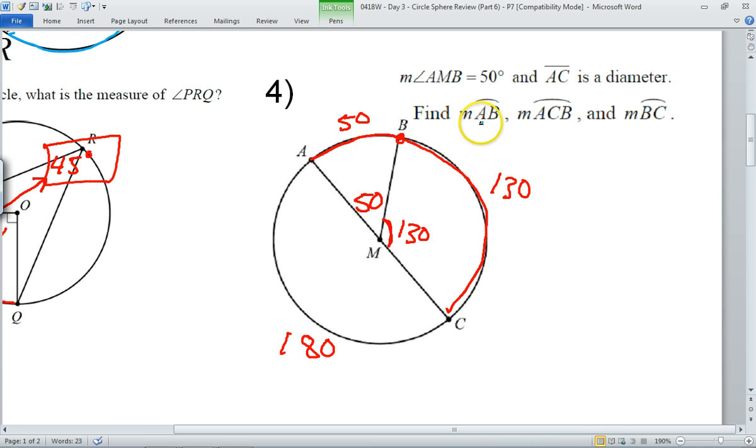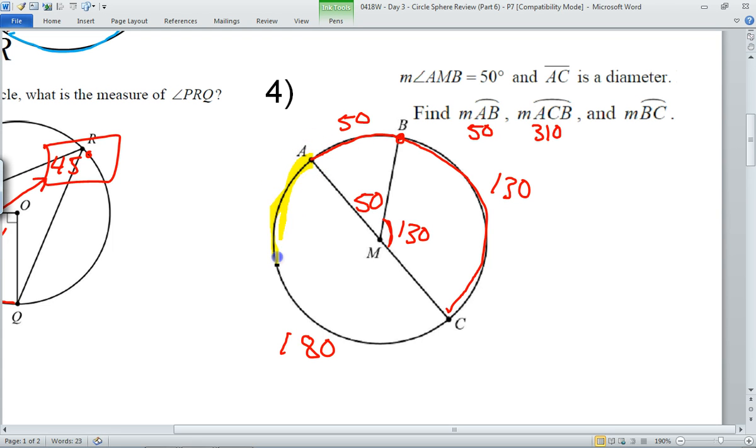So what's the measure of arc AB? 50. That's right there. What about ACB? 310. How did he get 310, you guys? Yeah, let me make it 100% clear. Please understand that arc ACB is the major arc that goes around the long way.